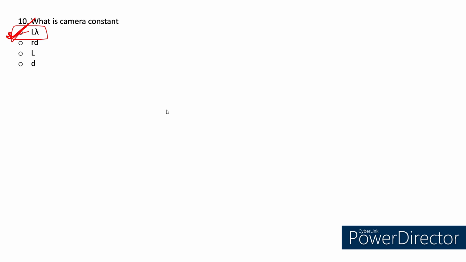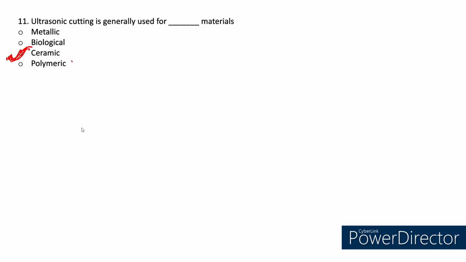So ultrasonic cutting is generally used for what kind of material? As we are using a very hardcore technique, it has to be ceramic. In ultrasonic cutting, it will destroy the biological sample and also degrade the metallic and polymeric samples. That's why it is only used for the ceramic ones.